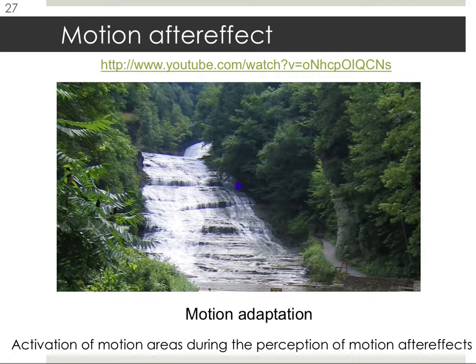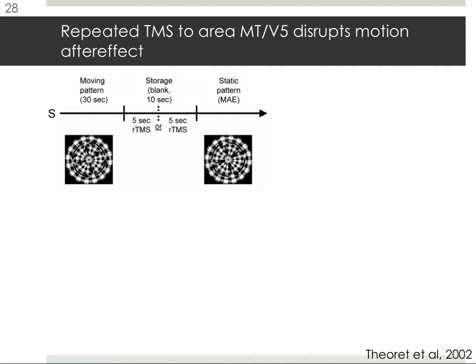And so these illusions are a nice way to test for areas of the brain that might be responsible for motion sensitivity, right? Even though you're not presenting any stimulus that has motion in it, you can measure the experience of visual motion. So it turns out that the areas of the brain that are responsible for visual motion are activated during the perceptual experience of these motion after effects.